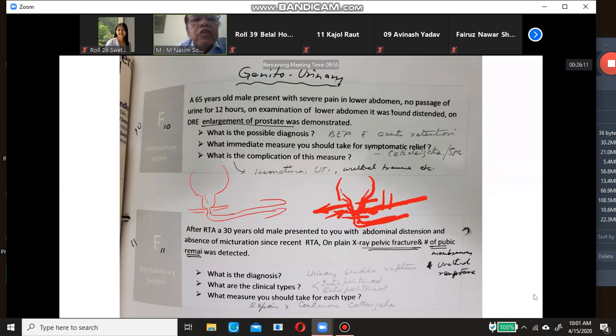Here is the prostatic urethra, then here is the membranous urethra. So the tear will be at this place, at the junction of the prostatic urethra and membranous urethra, because the prostate will be pushed back along with the fractured pubic rami. So this part will be torn. There will be a tear here.